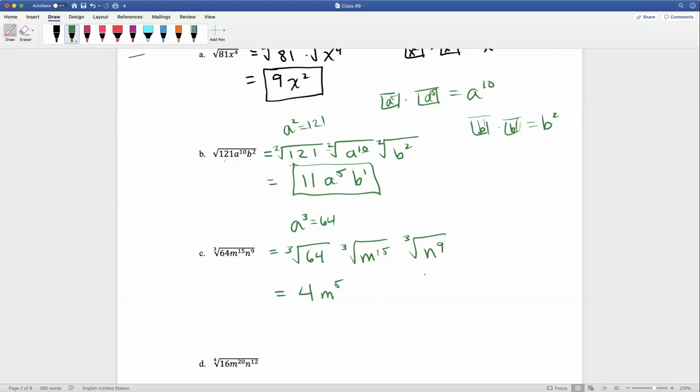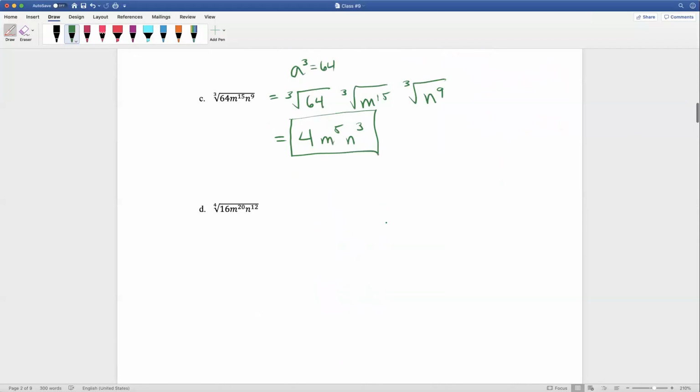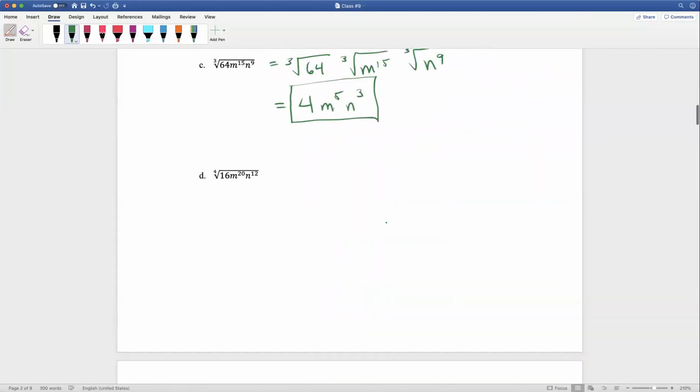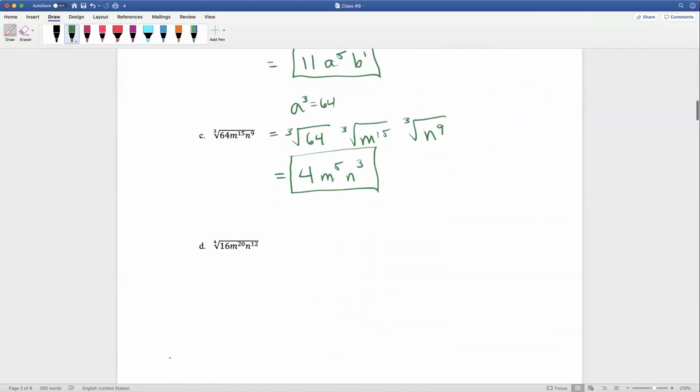For the cube root of n to the 9th, you say to yourself, how many times does 3 go into 9? Or what is 9 divided by 3? And that is 3. So this guy simplified completely is 4m to the 5th n cubed. Take a look at D and see what you can do with D. I'm going to pause it for a second and see if you guys can do D.